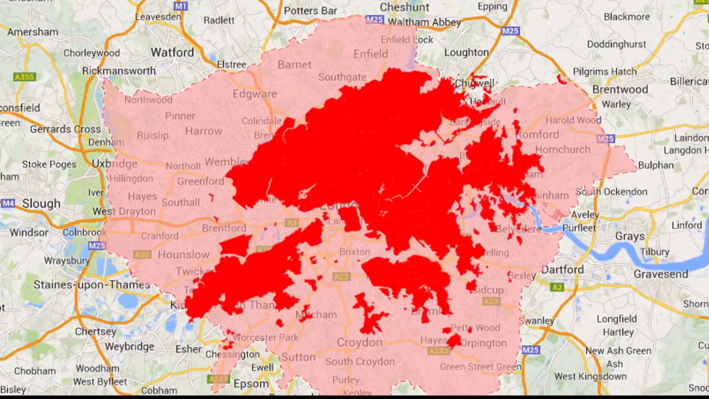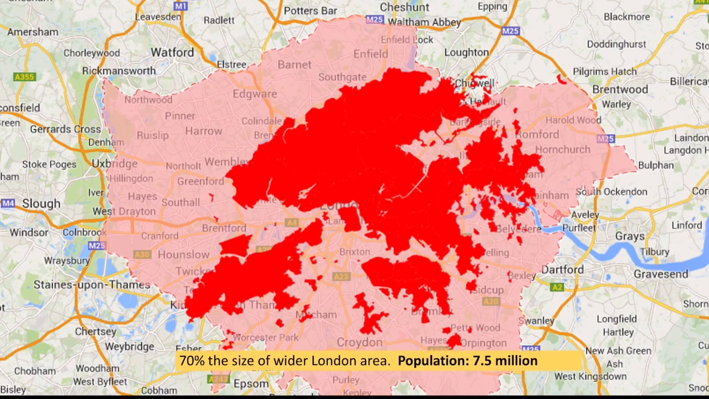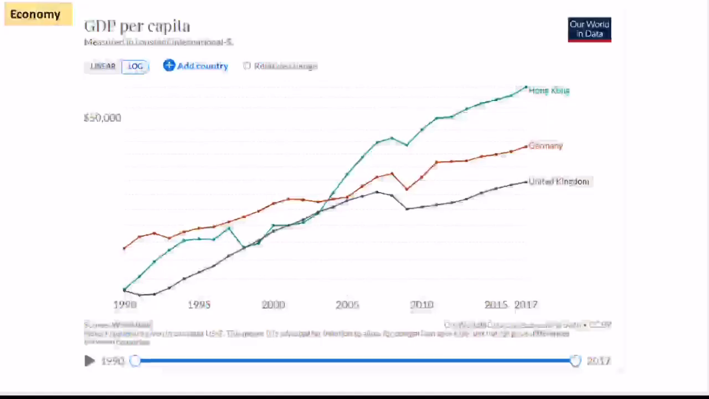So just a bit of context in terms of the size of Hong Kong. This is Hong Kong superimposed onto a map of the wider London area. It's about 70% of the size of London's wider area. It's got a population of 7.5 million. It's a really small but densely populated place.